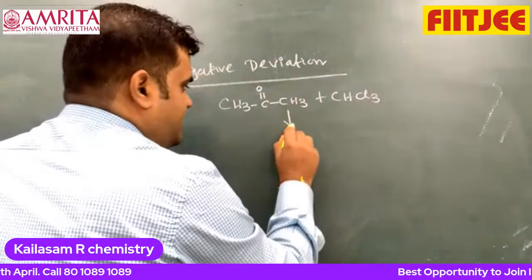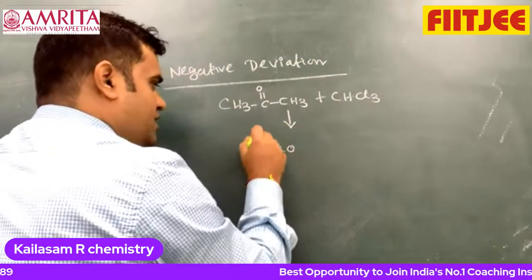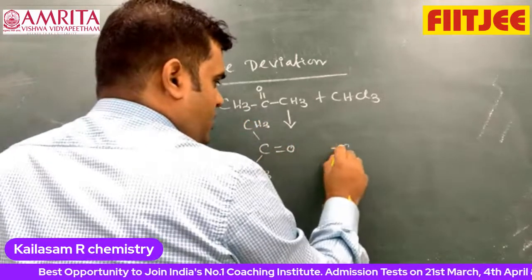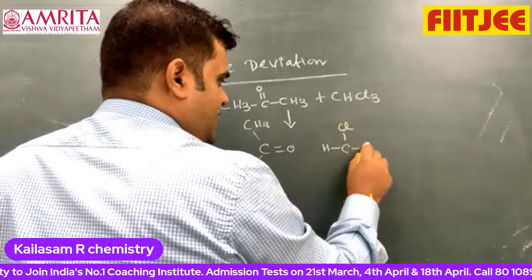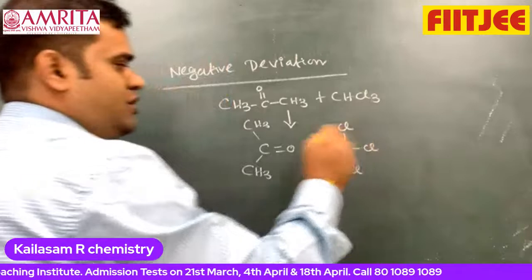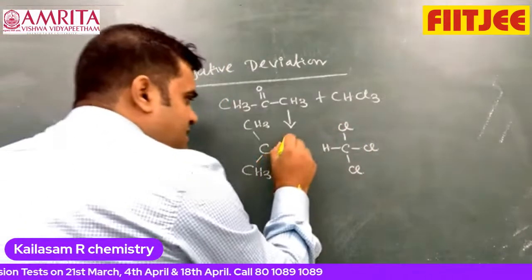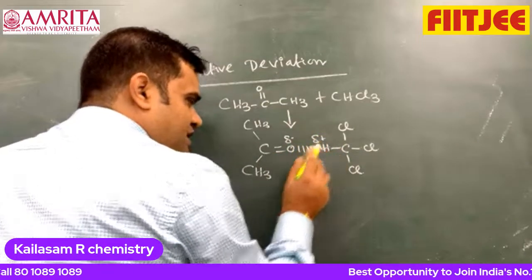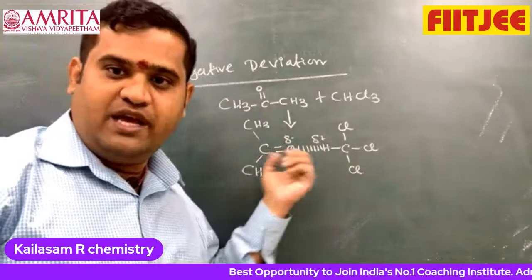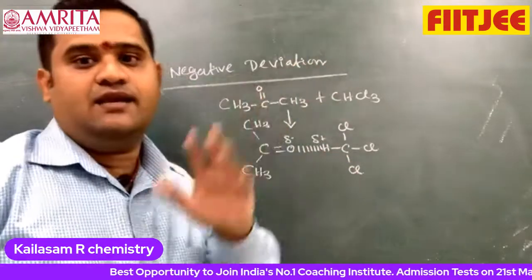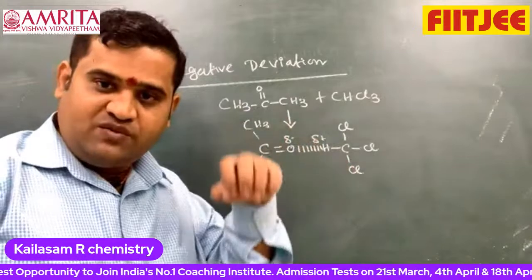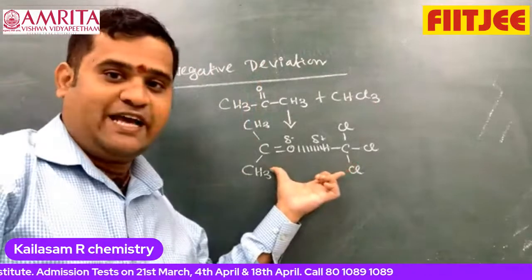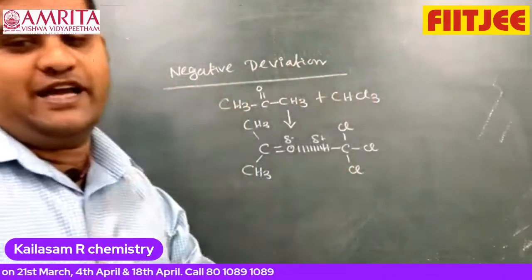When I mix this, C double bond O, here is CH3, here is also CH3. Now the C-H is attached to Cl, this is Cl, this is Cl. Acetone and chloroform. Now what is happening? This is delta minus, this is delta plus, and an interaction takes place. Because of the stronger interaction between A and B, they cannot escape easily. Therefore, the solution has a lower vapor pressure than the expected one. That means the AB interaction is stronger than the AA or BB interaction.